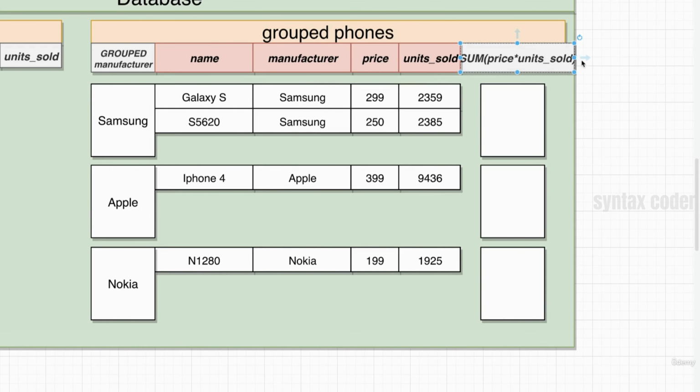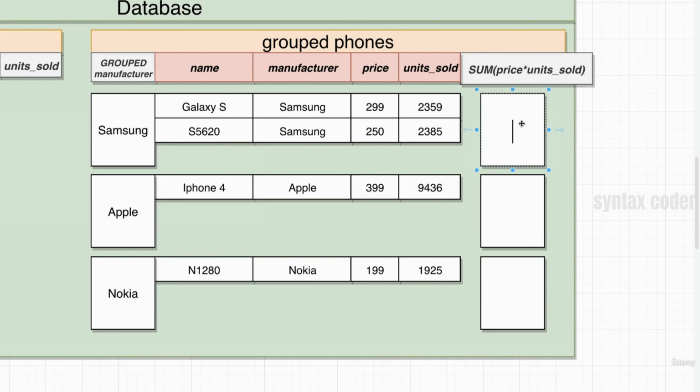If we find the sum of price times units sold, that's going to give us the sum of this times that and this times that. We'll take price times units sold, multiply those numbers together, and then add them. So we'll then end up with a total revenue right here for the Samsung manufacturer. And who knows, maybe that's like 5 million. And then maybe Apple only has 1 million, and maybe Nokia only has 1 million as well.